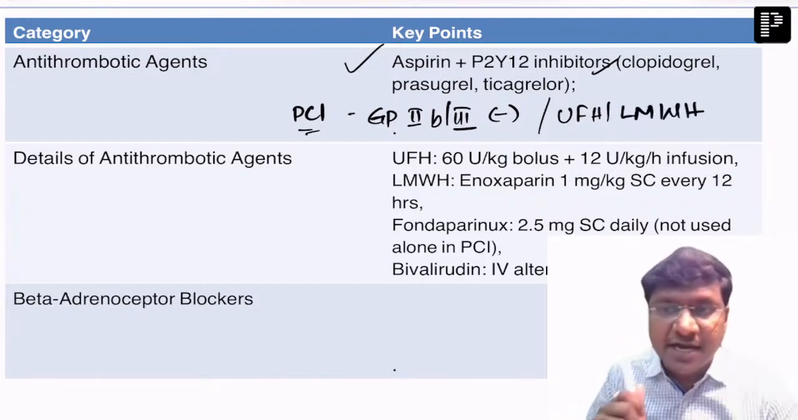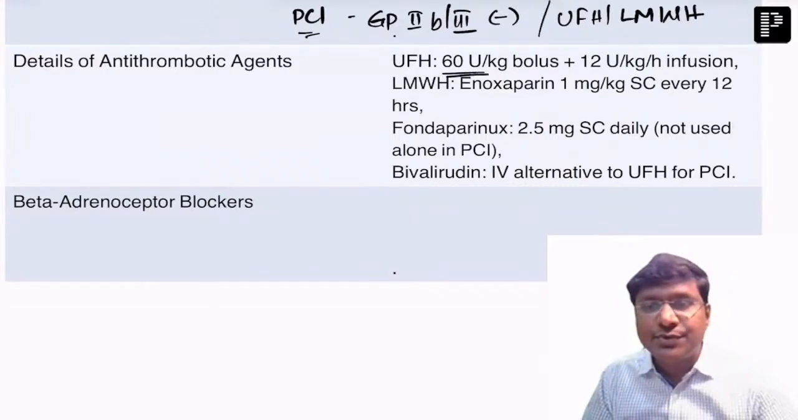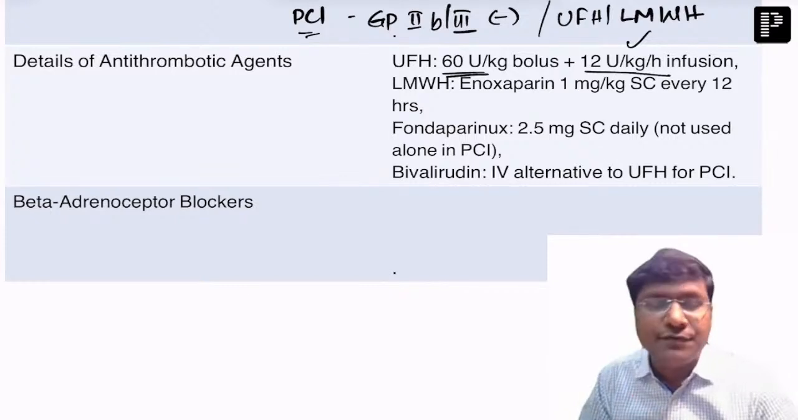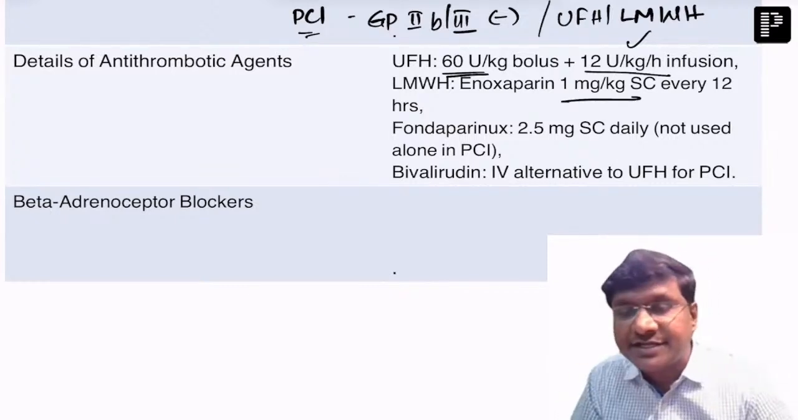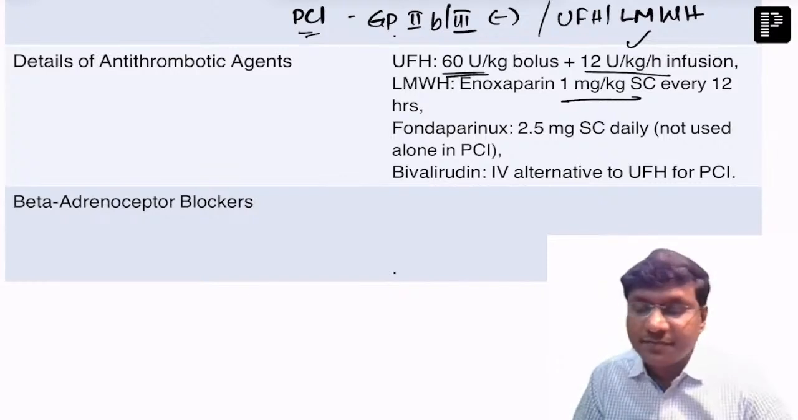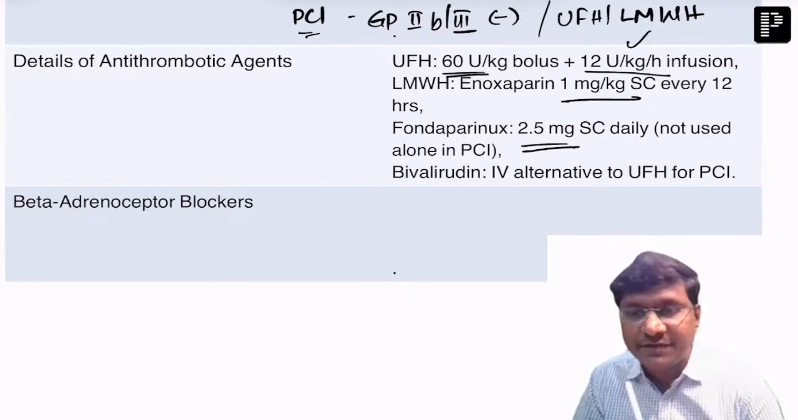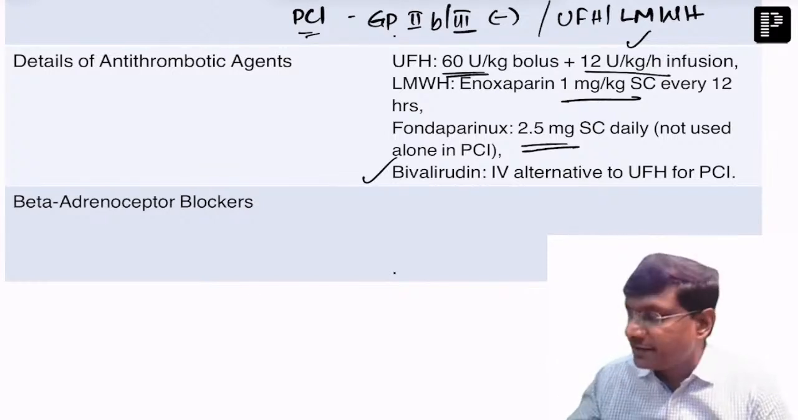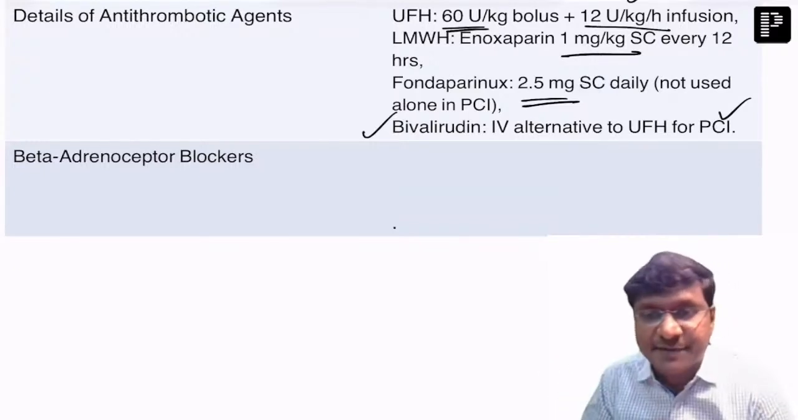If you're giving unfractionated heparin, the dosage is 60 units per kg bolus, followed by a 12 units per kg per hour infusion. If you are giving enoxaparin, the dosage is 1 milligram per kg subcutaneously every 12 hours. If you are giving fondaparinux, 12.5 milligrams subcutaneously daily should be given. And bivalirudin should be given intravenously as an alternative to unfractionated heparin for PCI patients. So this is the details of the antithrombotic agents and their respective doses.